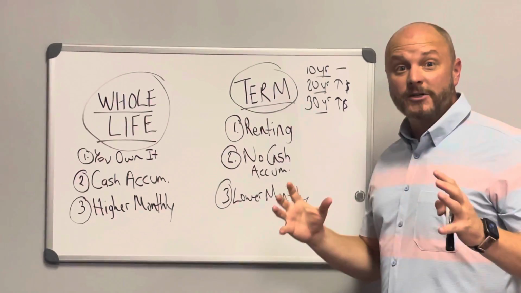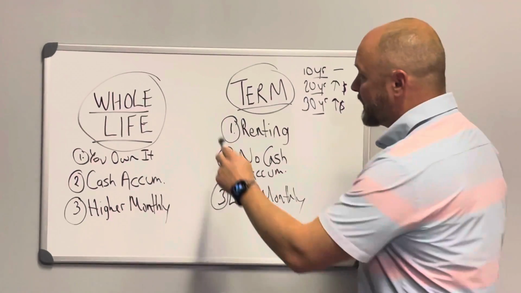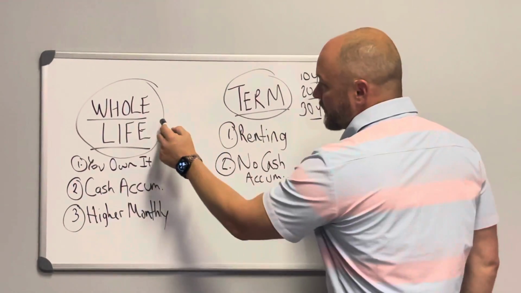Hey guys, this is life insurance explained very quickly, all right? In the life insurance world, there's two kinds of life insurance. There's term life insurance, there's whole life insurance.